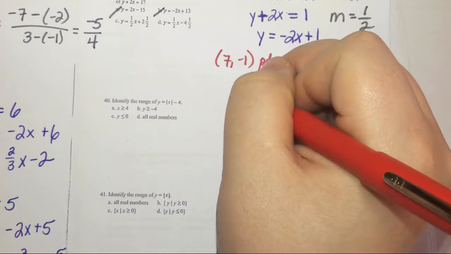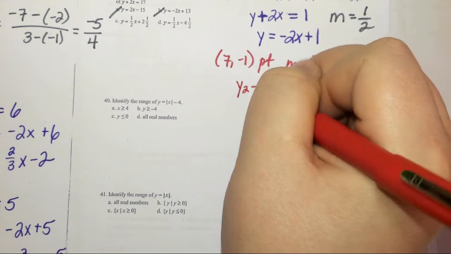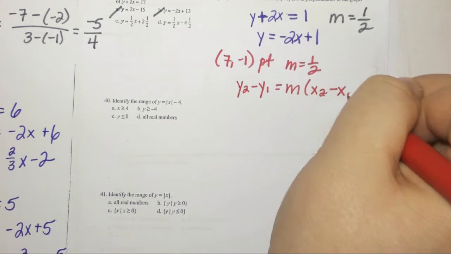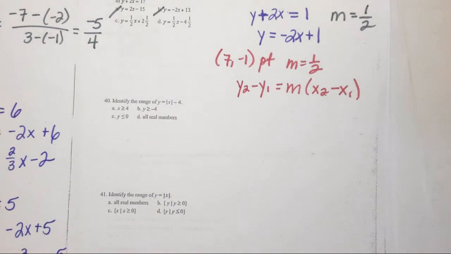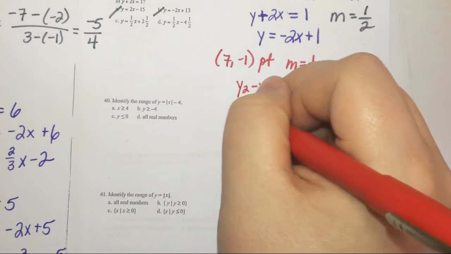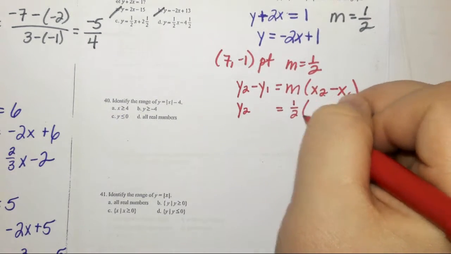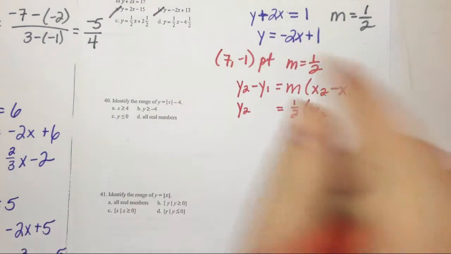Okay. I'm not going to just tell you in real life. But it's y2 minus y1 equals m times x2 minus x1. We are going to plug in a point. We're going to plug in our slope. Our slope is 1/2. The point we're going to plug in is (7, -1).